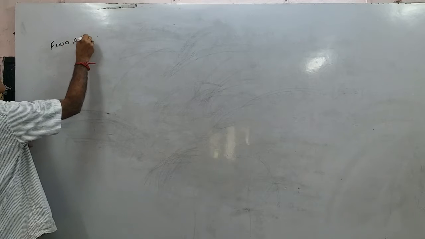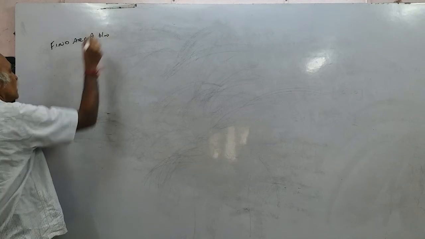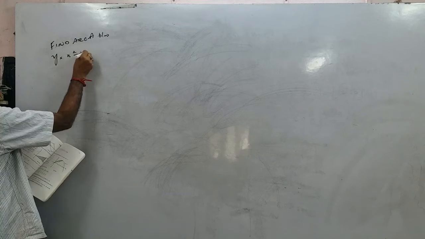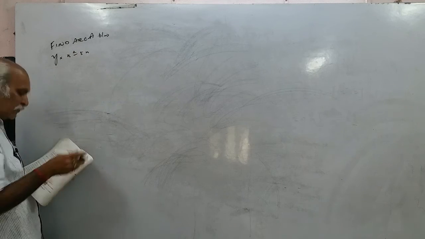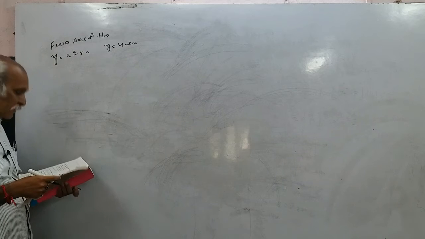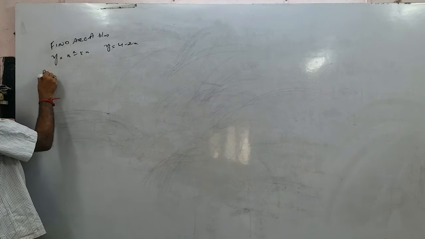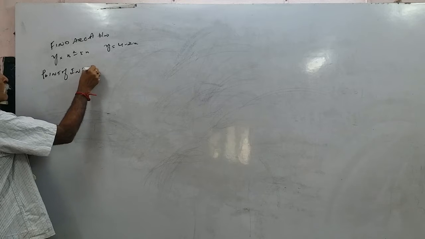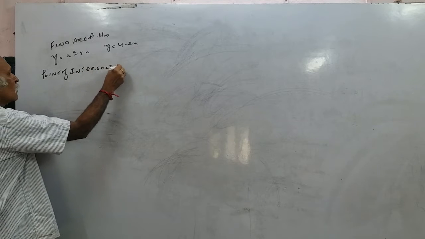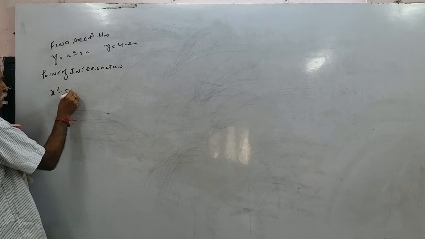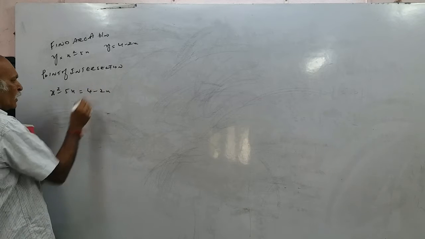Next, find the area between y is equal to x square minus 5x, y is equal to 4 minus 2x. Okay, first point of intersection. Okay, so both are y, so x square minus 5x is equal to 4 minus 2x.